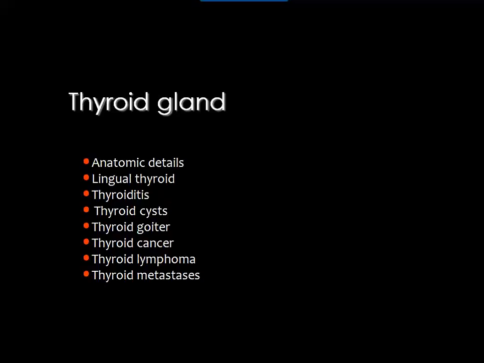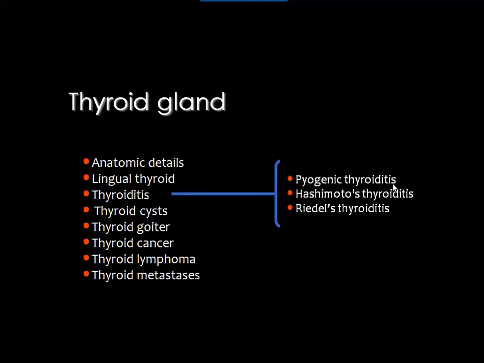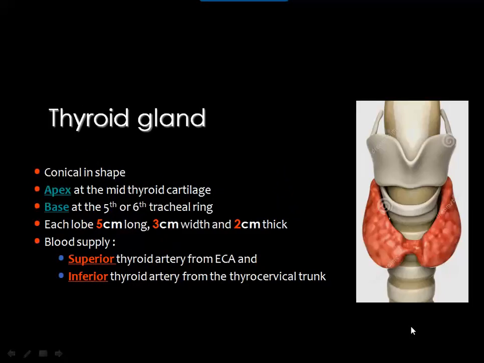Then we came to the thyroid gland, and we will have some of the anatomic details. Then we mentioned something about the congenital ectopic thyroid, then thyroiditis, and we have the pyogenic thyroiditis, the Hashimoto and radiation thyroiditis, then thyroid cysts and goiter, thyroid cancer, lymphoma, and metastasis.